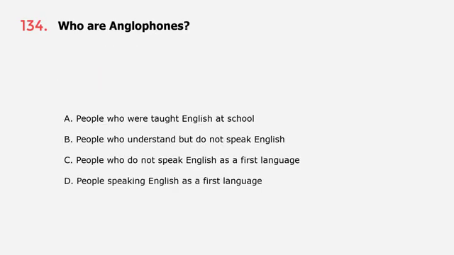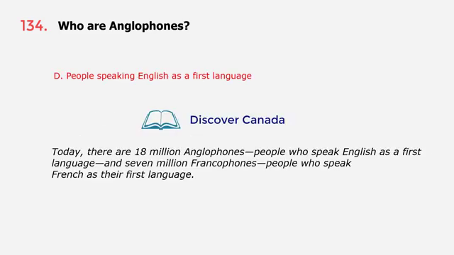Question 134. Who are Anglophones? A. People who were taught English at school. B. People who understand but do not speak English. C. People who do not speak English as a first language. D. People speaking English as a first language. The answer is D, people speaking English as a first language.